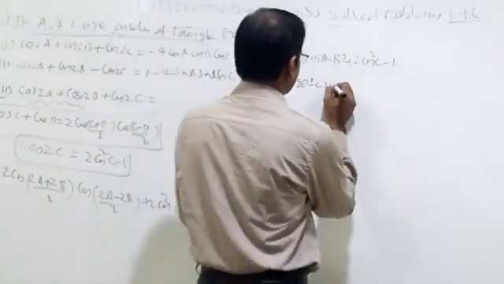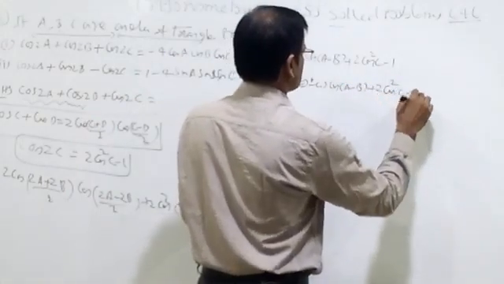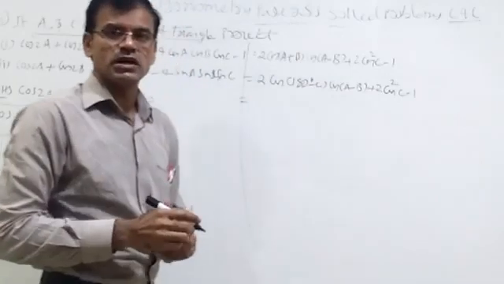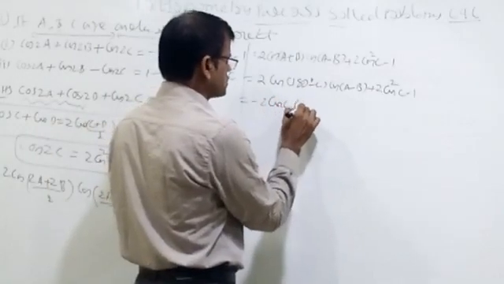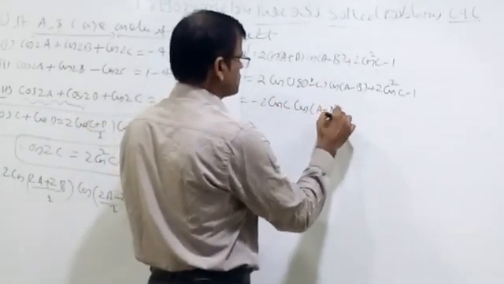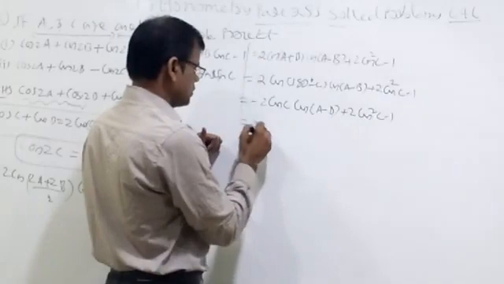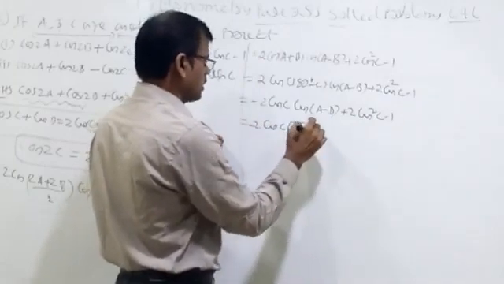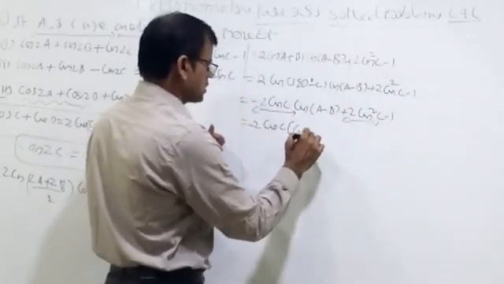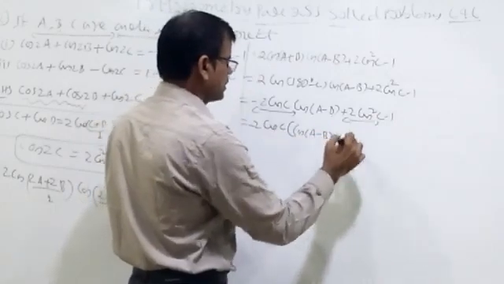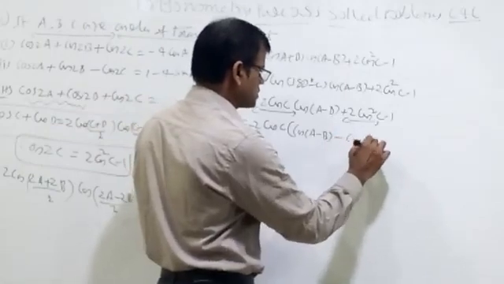Okay, 2 cos of 180 minus C into cos of A minus B plus 2 cos square C minus 1. We know that cos of 180 minus theta is minus cos theta. So applying here, this is minus 2 cos C into cos of A minus B plus 2 cos square C minus 1. Now take minus 2 cos C common in this term and this term. Within the brackets you can write cos of A minus B. In the second term I have taken minus common, so write here minus cos C minus 1.